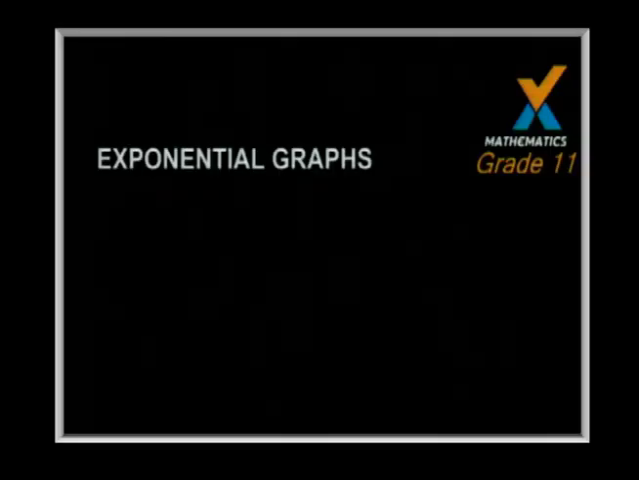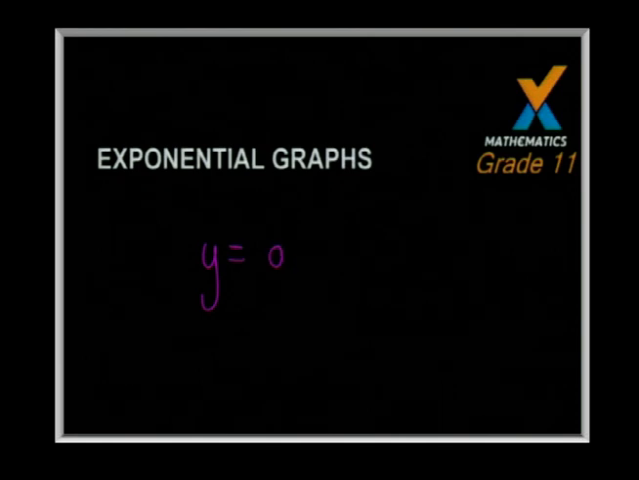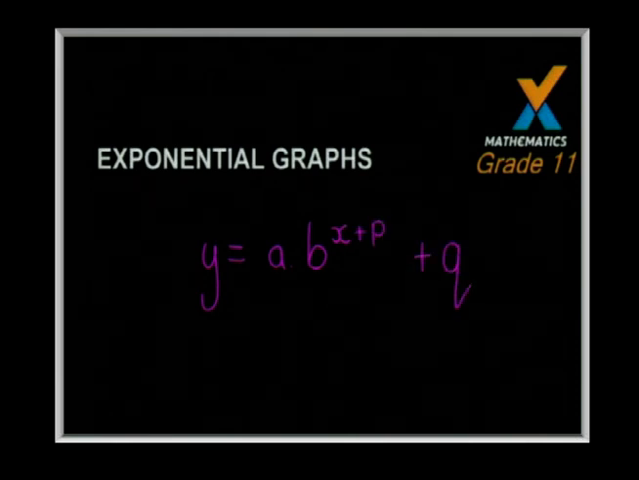Now we've spoken about the hyperbola, let's move on to the more complex exponential function. The exponential function is defined by the formula y equals a times b to the power of x plus p, plus q. Okay, there are quite a few variables there. We have an a, we have a b, a p and a q, and we need to know what each one does. So let's start with the a.